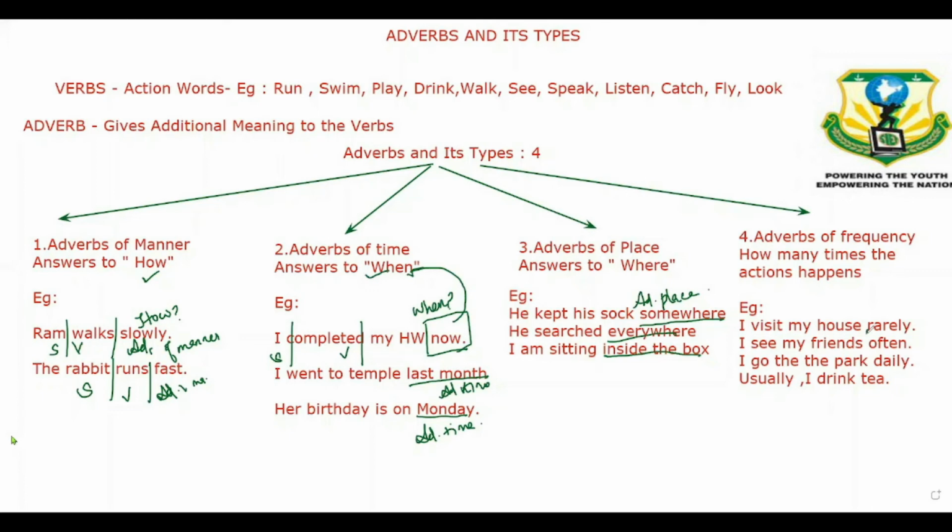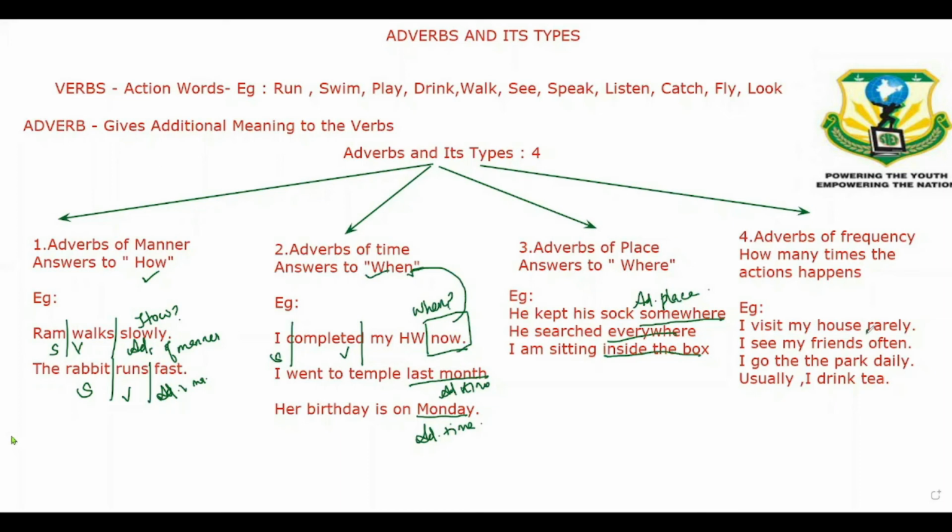I see my friends often. I see my friends frequently. So often is the adverb of frequency here. I go to the park daily. Since I go daily, it is an adverb of frequency. Usually I drink tea. Generally, I drink tea regularly. All of these are adverbs of frequency.